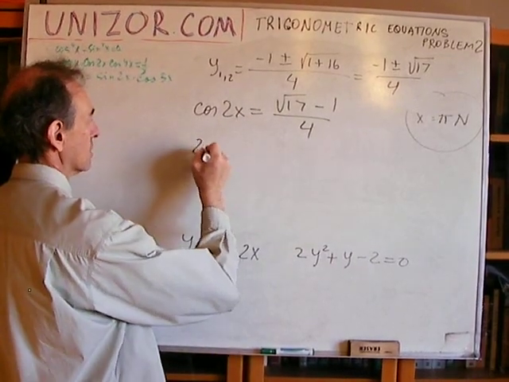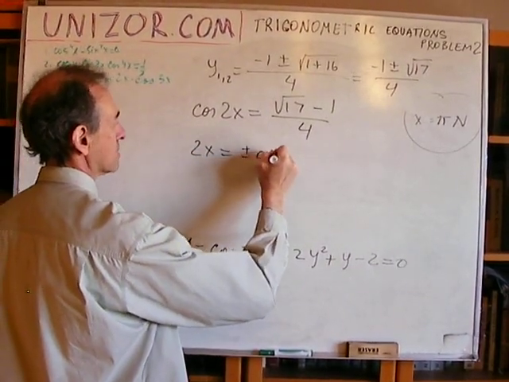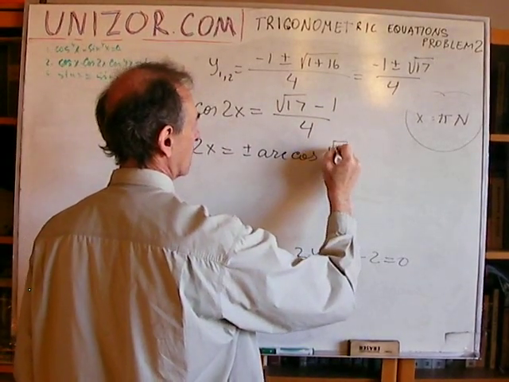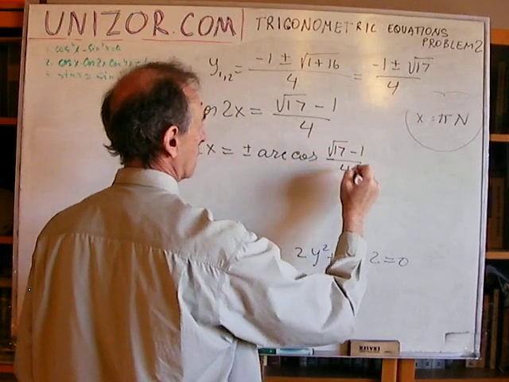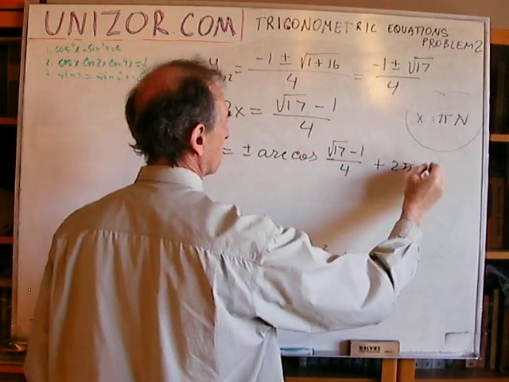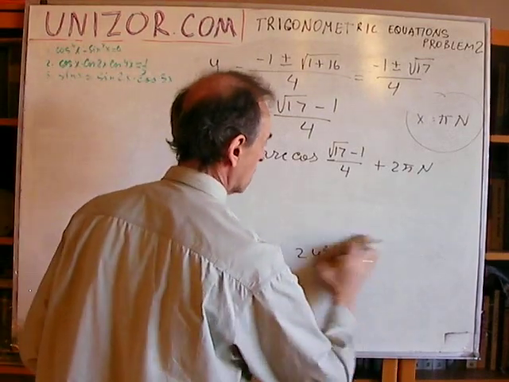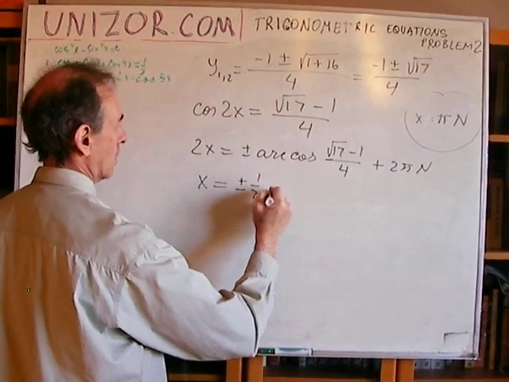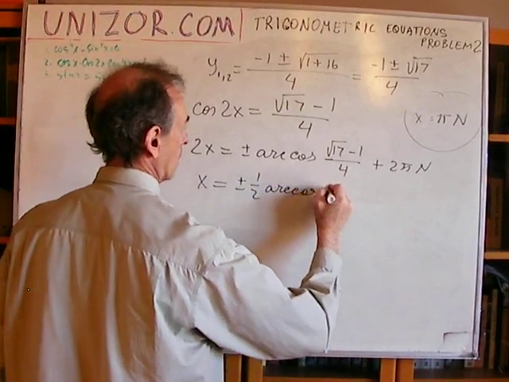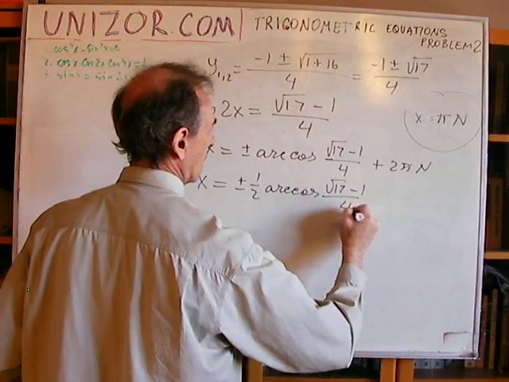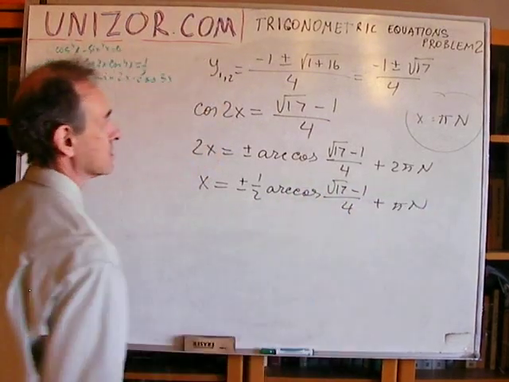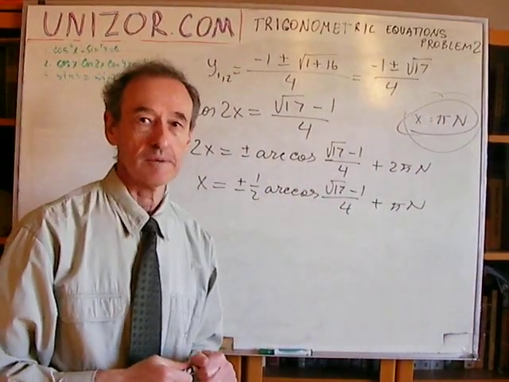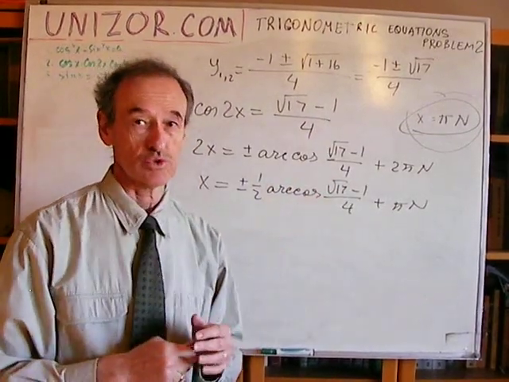Now, the solution to this is 2x equals plus minus arc cosine of this monster plus 2 pi n. And the final solution is, divide by 2, plus pi n. That's the solution. Plus this, which we already got from the very beginning. These are two sets of solutions.